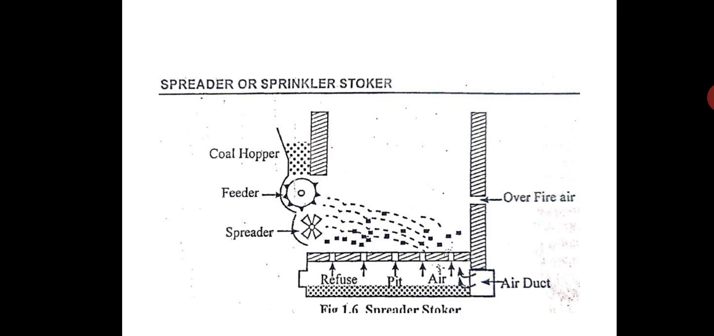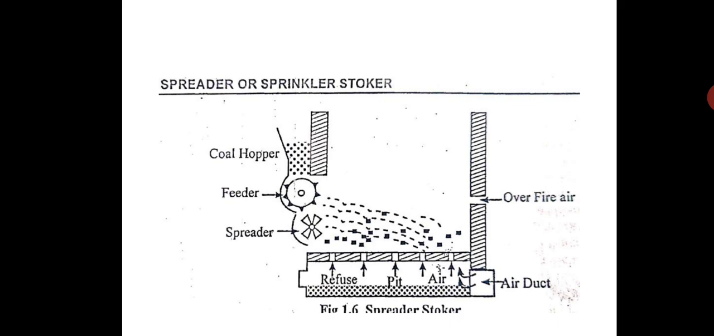Now you can see the figure. In this type of stoker, coal from the hopper is fed onto a rotating feeder. You can see one gear-like structure, the rotating feeder, which in turn feeds into the spreader or the sprinkler. The feeder will spread it to the spreader or sprinkler and feed according to the requirements.